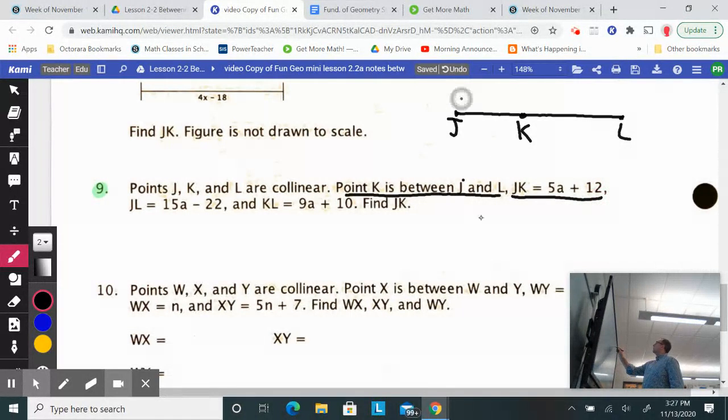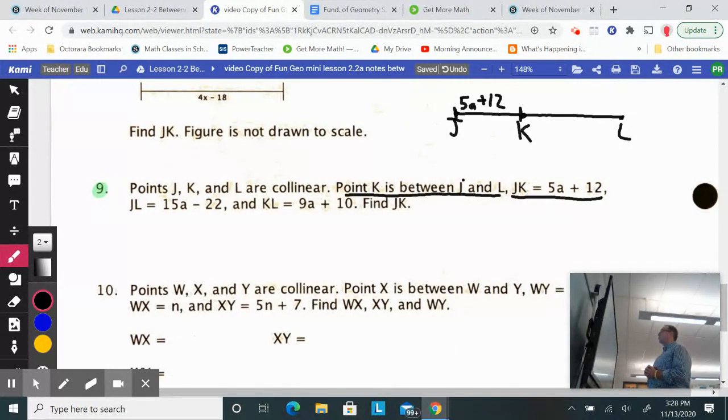It says J to K is 5a plus 12. Right above the J to K, that distance is 5a plus 12. It's a length. It's not like 10 inches, it's actually an algebraic expression. 5a plus 12, that's from J to K. Want to put little marks there if you want? That's fine with me. That's a good idea.